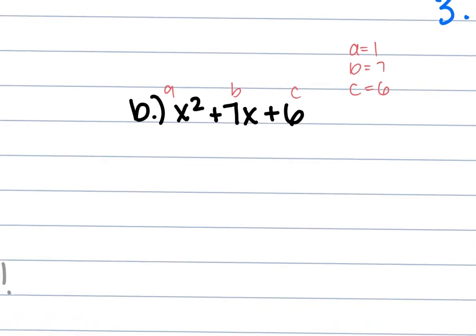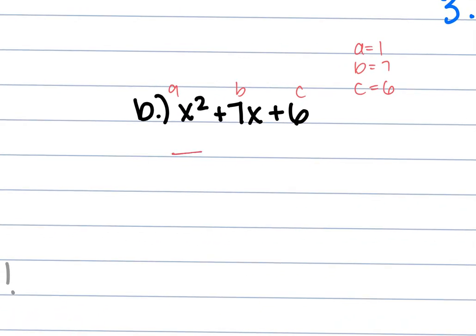So let's go ahead and write it down. We need two numbers that when you add them, they give you B. What's B in this case? 7. And two numbers that when you multiply them, they give you C. What's C in this case? 6. Can you come up with the two factors that satisfy these two equations? 1 and 6. Because 1 plus 6 gives you what? 7. And 1 times 6 gives you 6.